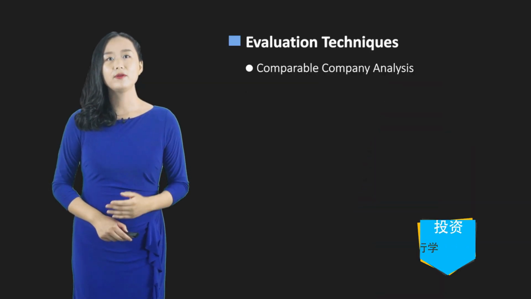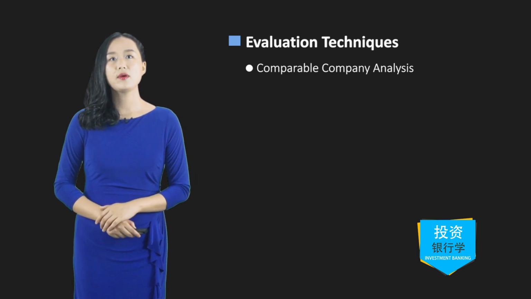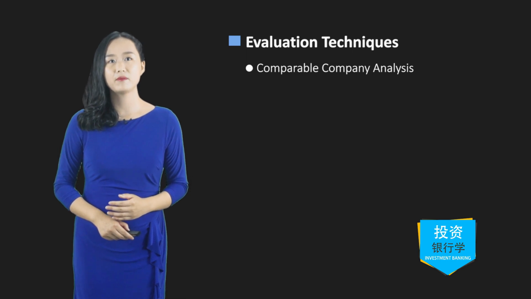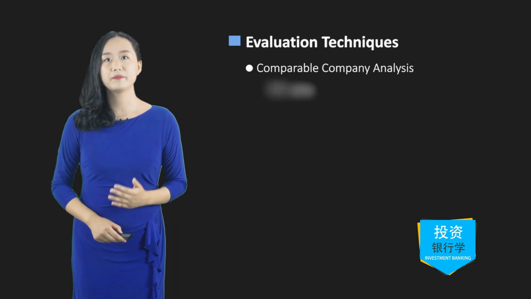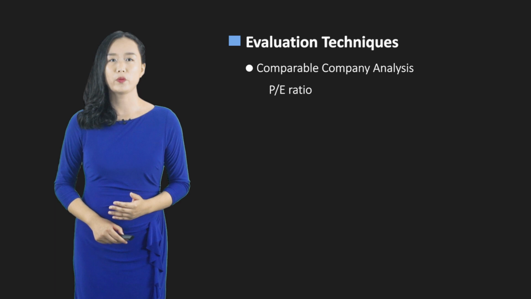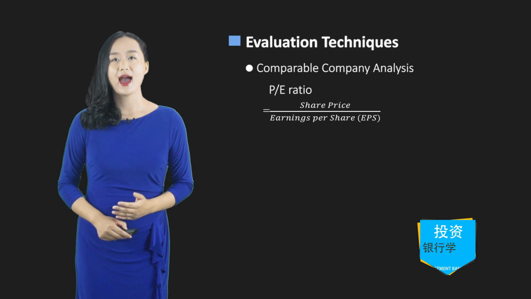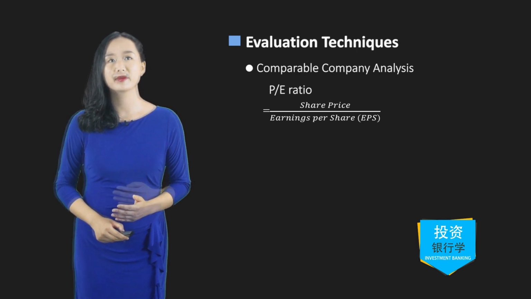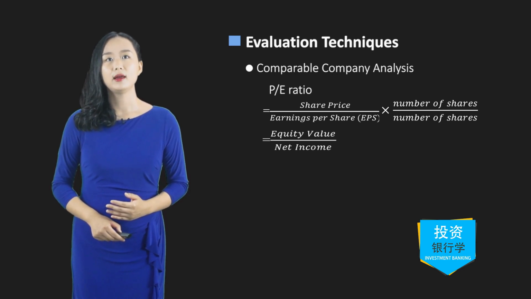After selecting a few comparable companies, financial multiples of comparable firms are used as benchmarks to estimate the market value of the issuing firm. The most widely recognized multiple is the P/E ratio, which is calculated as share price divided by EPS. EPS is earnings per share. We can see this ratio is equivalent to equity value divided by net income if we multiply the number of shares outstanding to the numerator and denominator.